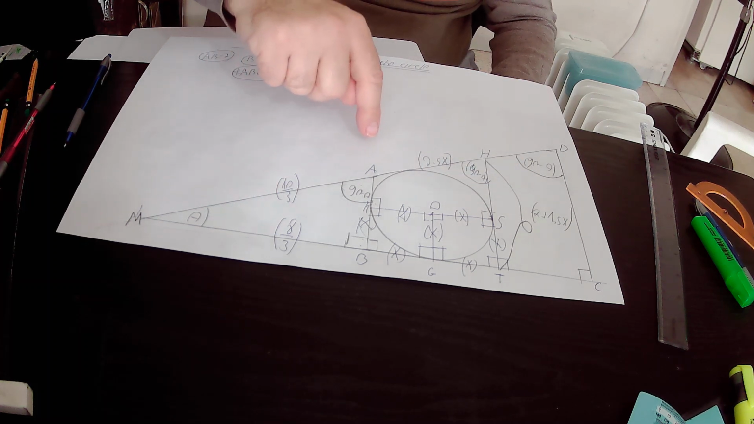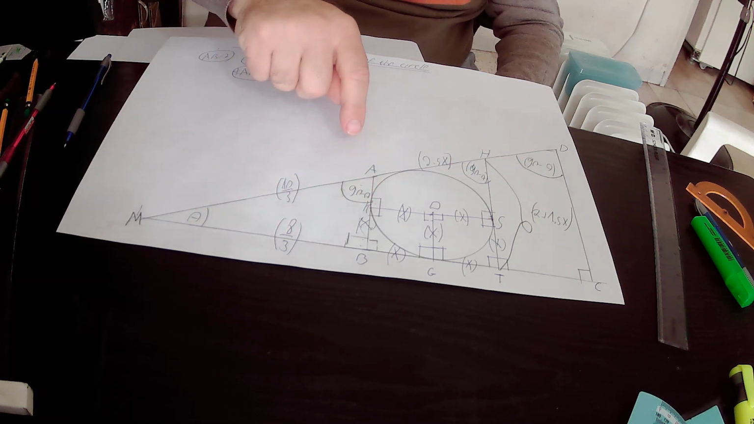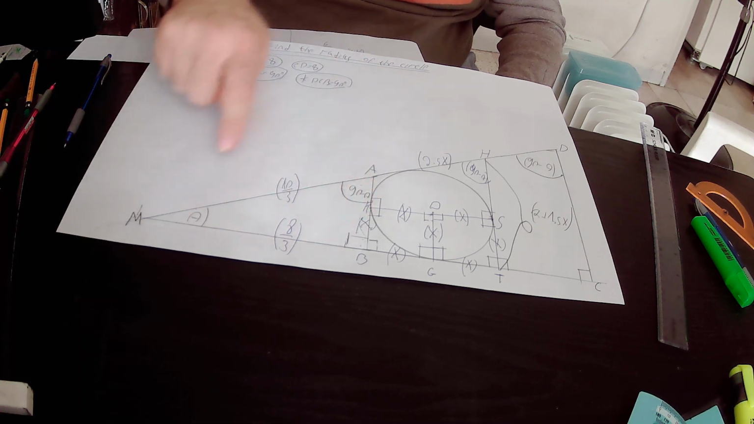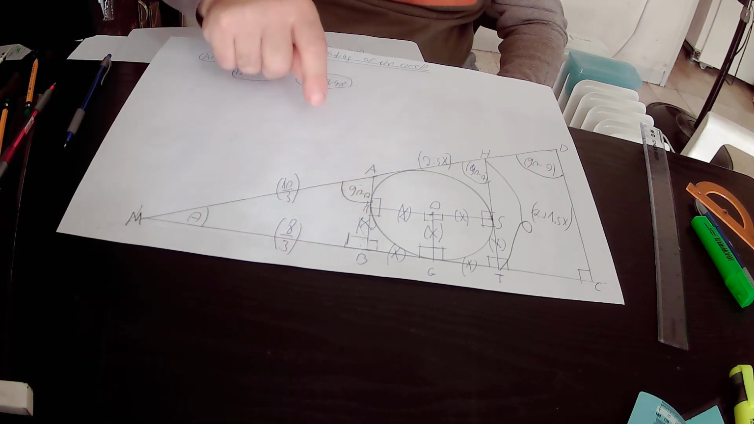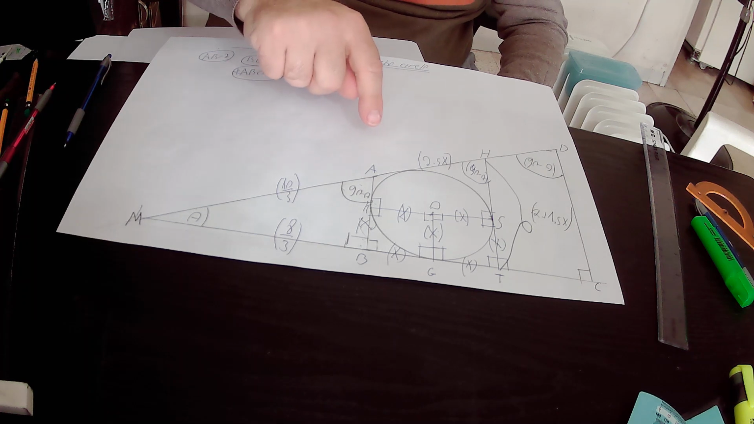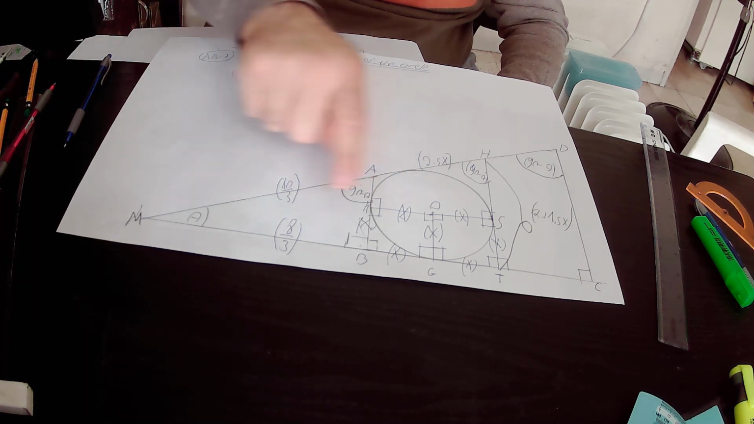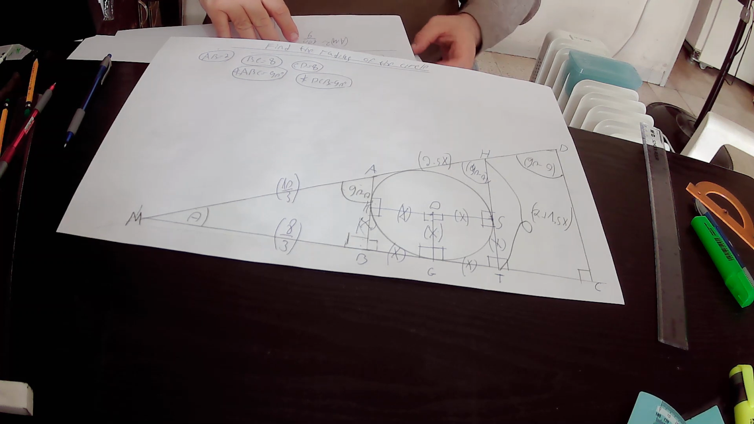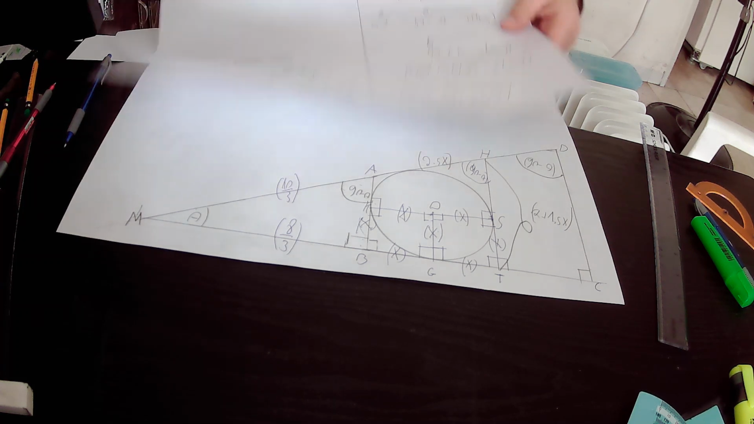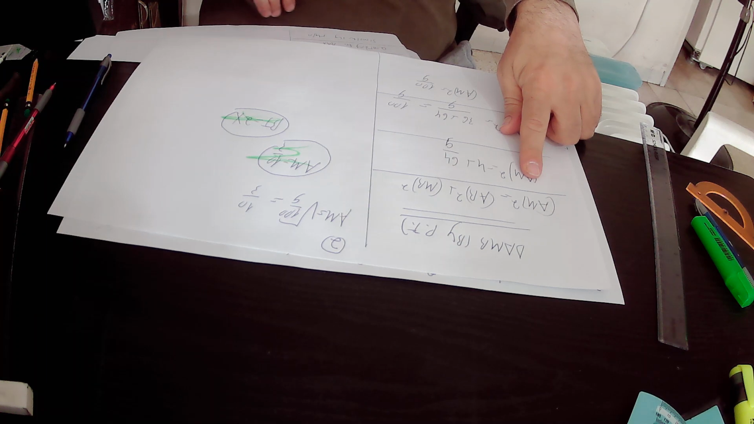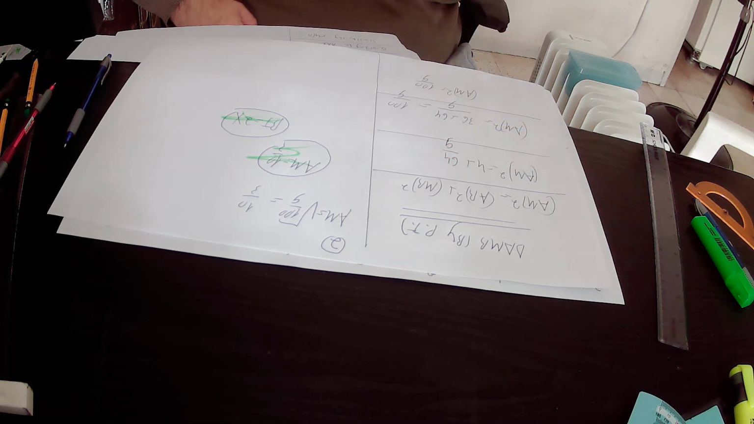Then we focus on the small right triangle ABM. We apply the Pythagorean theorem in this right triangle ABM: AM square equals AB square plus MB square.